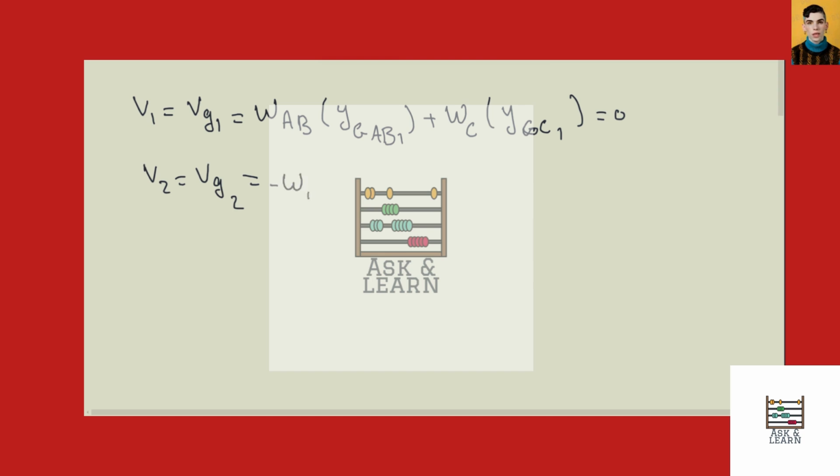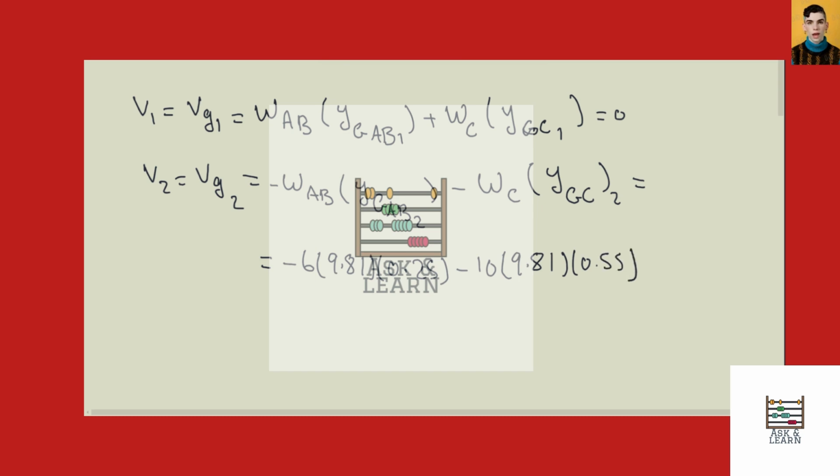equals negative WAB multiply YGAB2 minus WC multiply YGC2 equals negative 6 multiply 9.81 multiply 0.25 minus 10 times 9.81 multiply 0.55 is equal negative 68.67 joule.